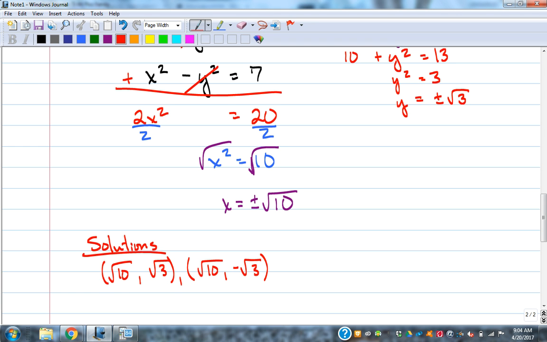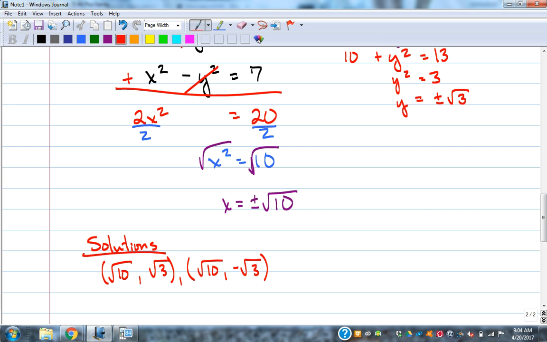Do we have to do the U thing? What do you mean? You're talking about domain. No, we're not doing that. These are ordered pairs that we're finding here, not intervals. So, ordered pairs.